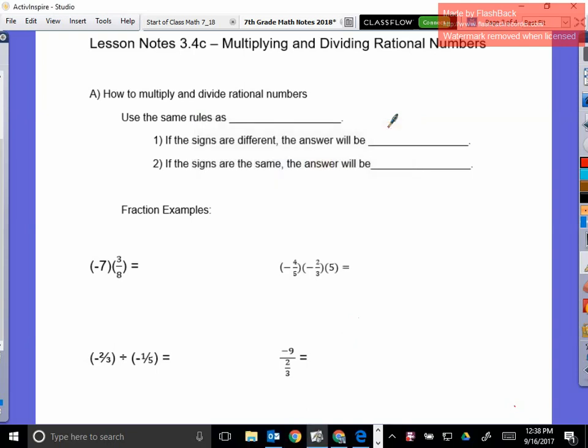All right, my little math friends, here we are. We are moving further into Chapter 3. Now we are on 3.4c, and we're going to be talking about multiplying and dividing rational numbers.